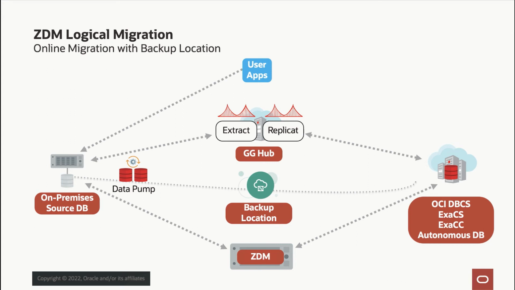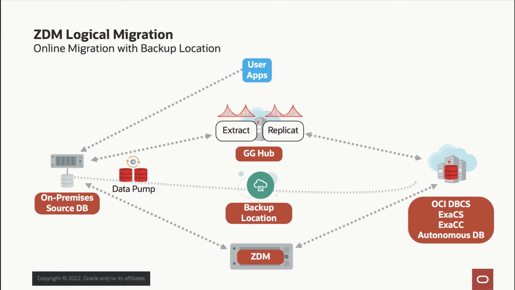Then we have the source database that connects to the backup location, and it will use Data Pump for the export/import of the database dump files. And then of course the backup location is connected to the target database, because it's in the customer's tenancy in the Oracle Cloud Infrastructure deployment. Now also, we have an Oracle Cloud Infrastructure compute node that is running as a GoldenGate hub that has two microservices.